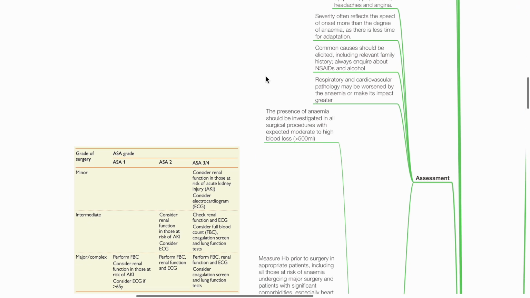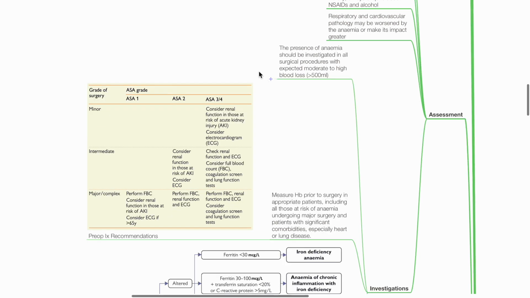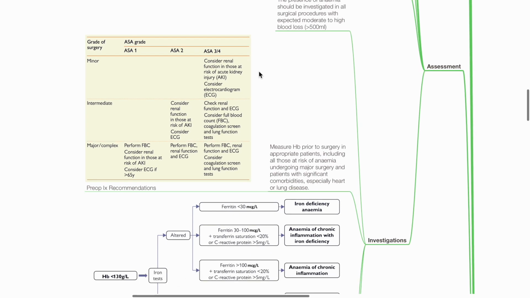Respiratory and cardiovascular pathology may be worsened by anemia. Assess cardiovascular and respiratory functional status. The presence of anemia should be investigated in all surgical procedures with expected moderate to high blood loss, such as more than 500 mL. Measure hemoglobin prior to surgery in appropriate patients, including all those at risk of anemia undergoing major surgery, and in patients with significant comorbidities, especially heart or lung disease.